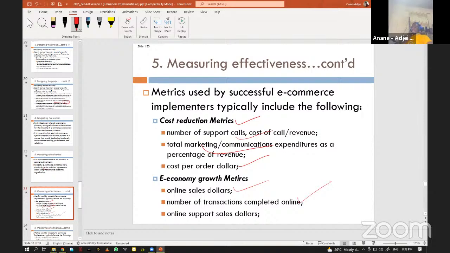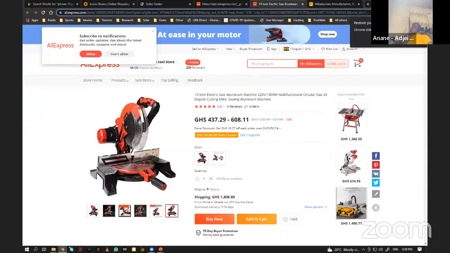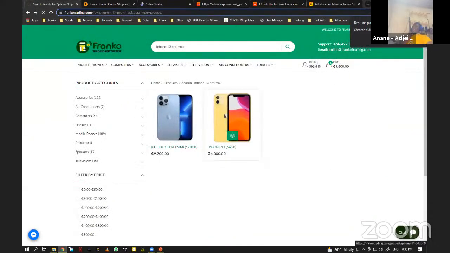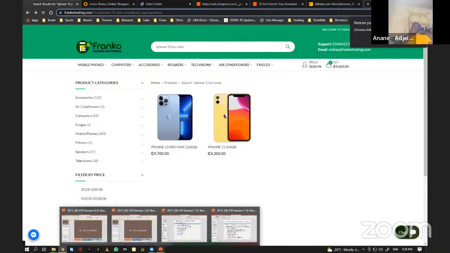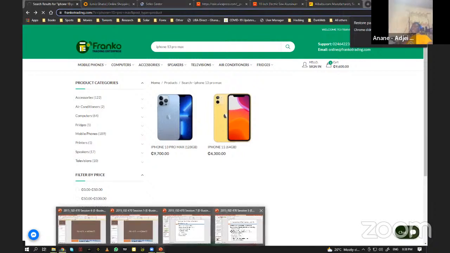As I showed you on the Francophone website, when you are buying any of their products, one of the things they want you to do is to specify whether you are buying it from the shop or you are buying it online. So it is very important to choose which of them you want to use.